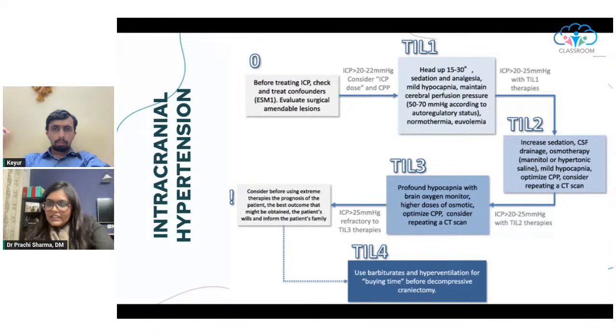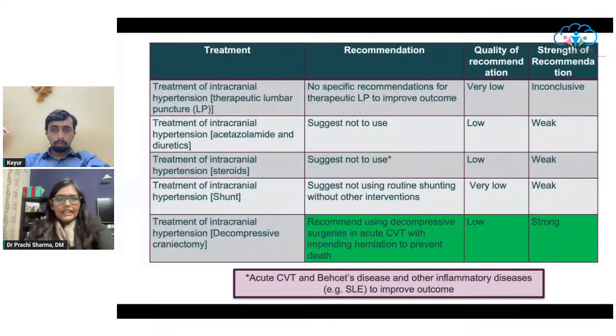There are no RCTs which have compared which measure is better for CVT patients. So you can go ahead, give the patient head elevation, sedation and analgesia, ensure that the CPP is maintained according to the autoregulatory status, ensure there's normocapnia, and if the patient continues to worsen, then increase your osmotherapy or go ahead with mild hypocapnia, and basically buy time before you go ahead with decompressive craniectomy.